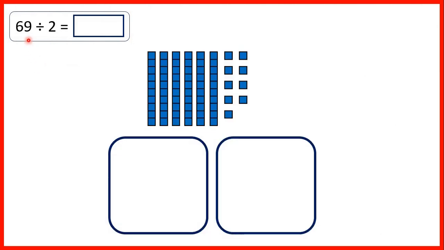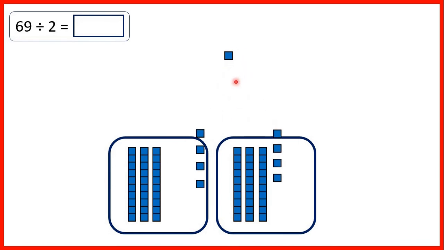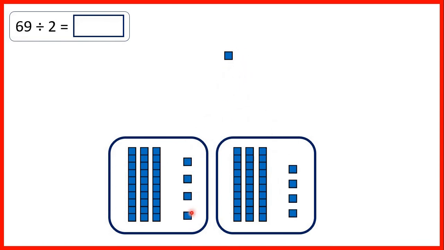So for this first question, we had 69 divided by 2. So we've got 6 tens and 9 ones. We can share out our tens to get 3 tens in each group. Then we can share out 8 of our ones to get 4 ones in each group.